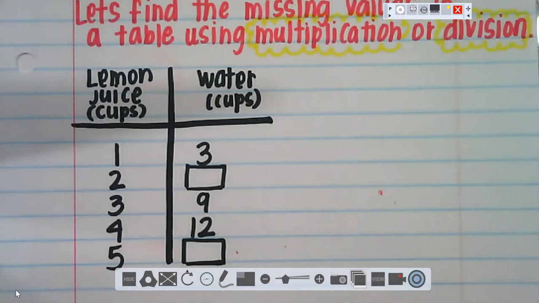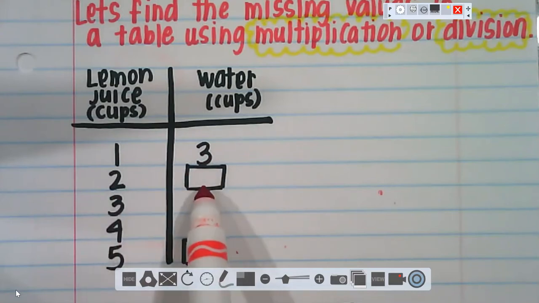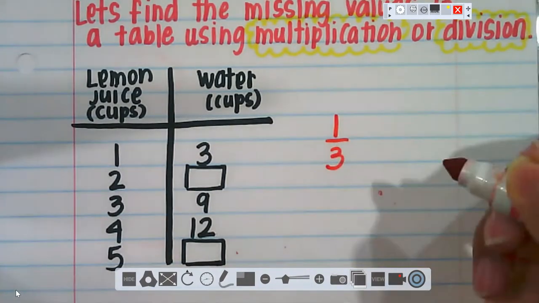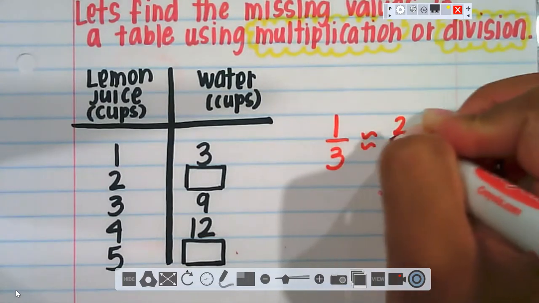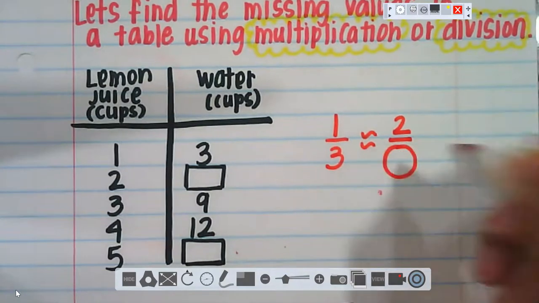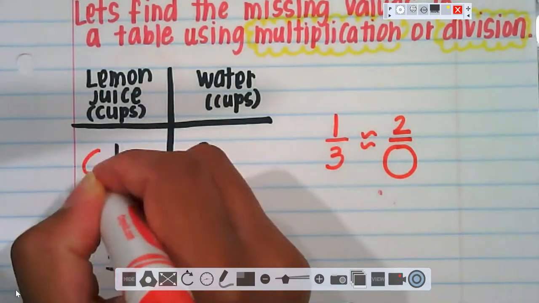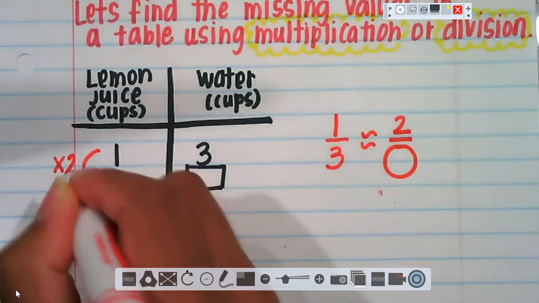First of all, I'm going to look at this from 1 and 3 and 2 over something, as if it was a fraction. So let me write down what I mean. 1 over 3 is equivalent to 2 over something. And what is that something? What I'm going to do is multiply. What times 1 gives me 2? Well, I know I can multiply by 2.